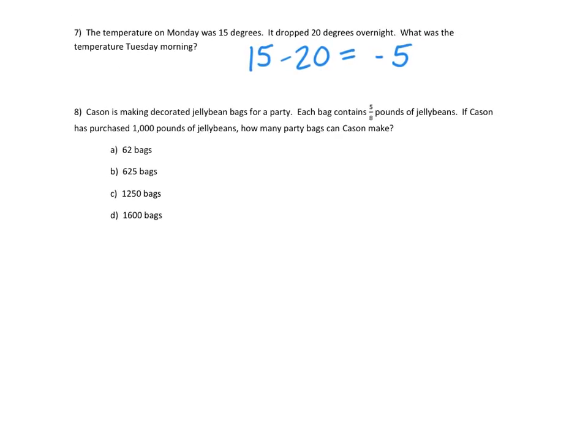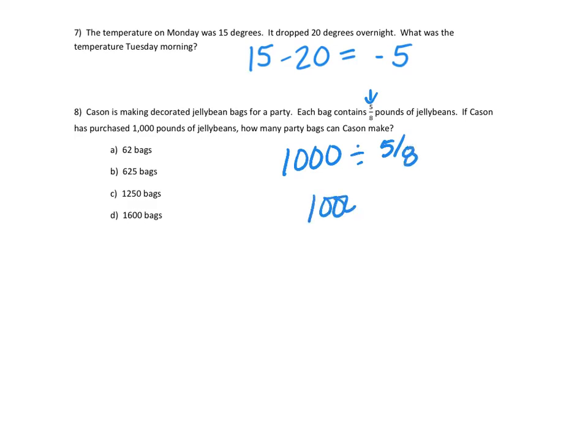Kason is making jelly bean bags for a party. Each bag contains 5/8 of a pound. If Kason has purchased 1,000 pounds of jelly beans, how many party bags can Kason make? Okay, how many can he make? If we're dividing here, we need to be able to read that and decide, oh, it's dividing. So you're dividing 1,000 by 5/8.